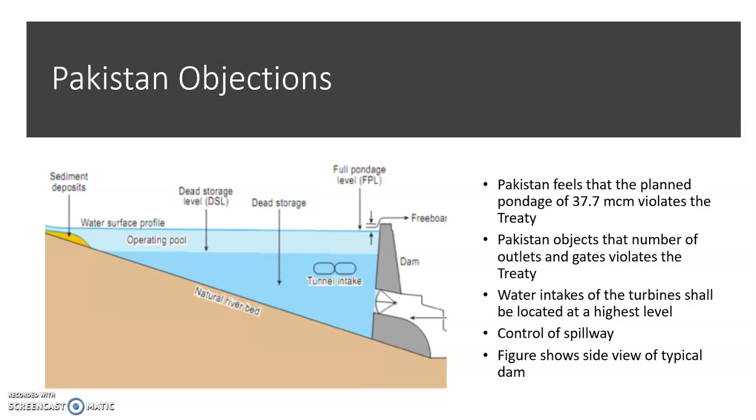And Pakistan had also wanted India to stop further construction of the Baglihar project until their differences were finally settled. India declined for various reasons, including the fact that there was no provision in the treaty for such a request. On the picture we see the side view of a typical dam in which the tunnel intake is very low.